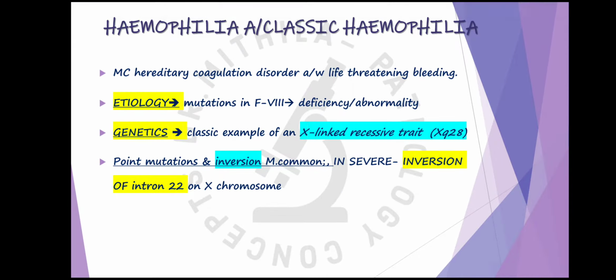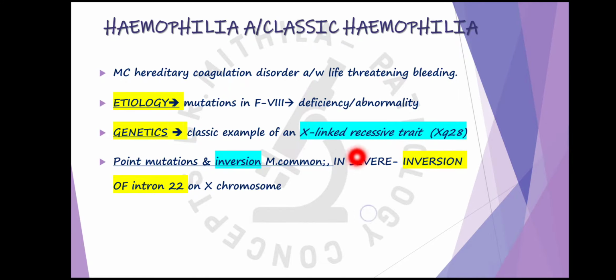So hemophilia A is also known as classic hemophilia. There are two types, hemophilia A and B. Hemophilia is the most common hereditary coagulation disorder which is associated with life-threatening bleeding. The cause of hemophilia A is deficiency of factor 8 or any abnormality in the functioning of factor 8 due to certain mutations. It is a genetic disorder and it's an example of X-linked recessive trait.